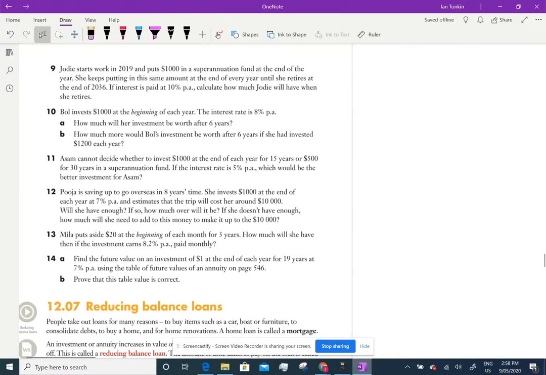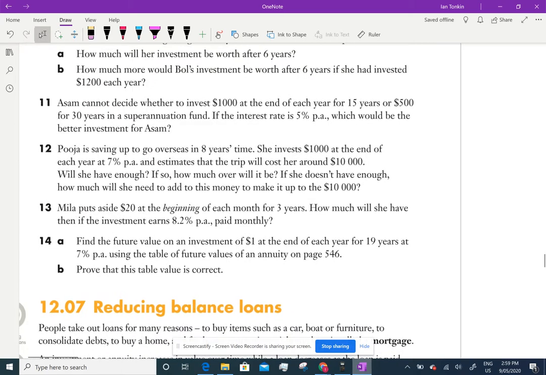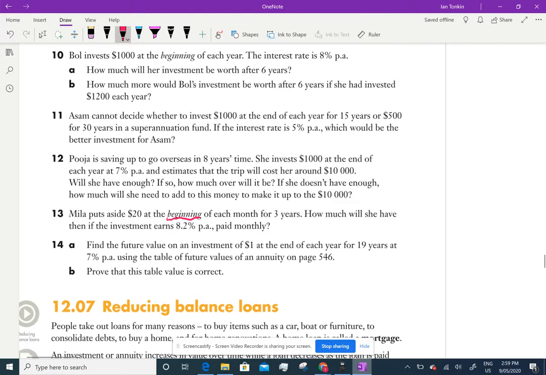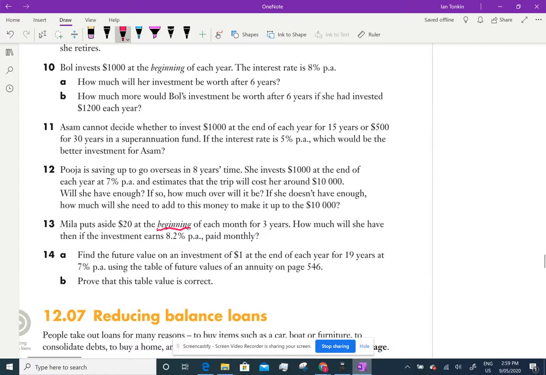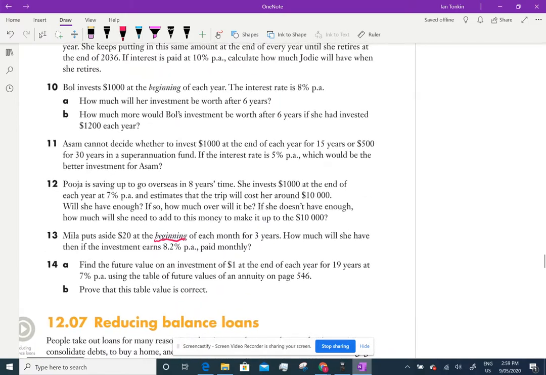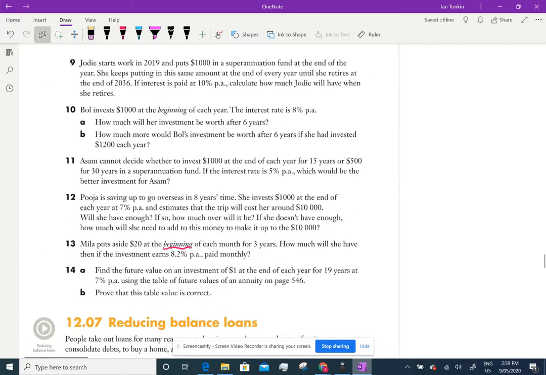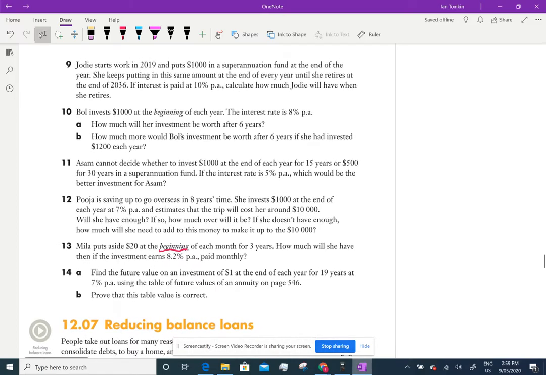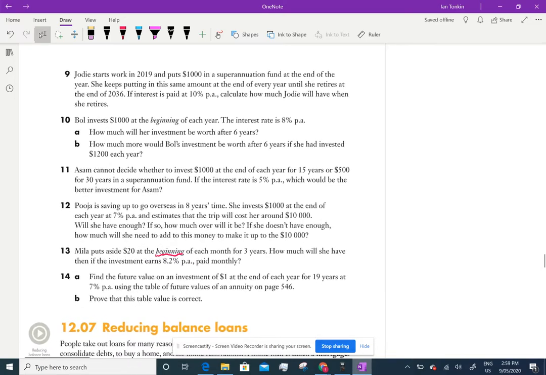Year 12, let's have a look at question 13 and 14 from exercise 12.06. Now, most questions will be at the end. Very, very rarely do we have the beginning. But here's one here. Mila puts aside $20 at the beginning of each month for 3 years. How much will she have then if the investment earns 8% per annum and it's paid monthly?